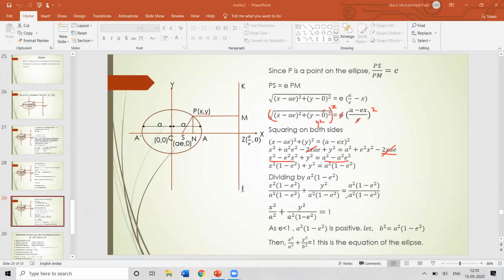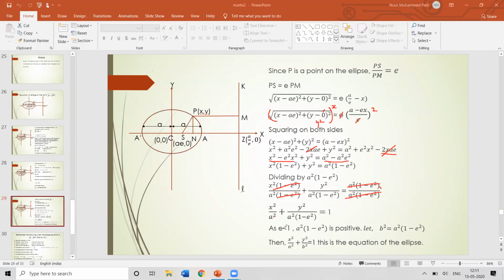So here it gets cancelled. When both the terms get cancelled, you will be getting 1. And 1 minus e square also will get cancelled. So you'll be left with x square divided by a square. Plus term as it is. So y square divided by a square into bracket 1 minus e square is equal to 1.